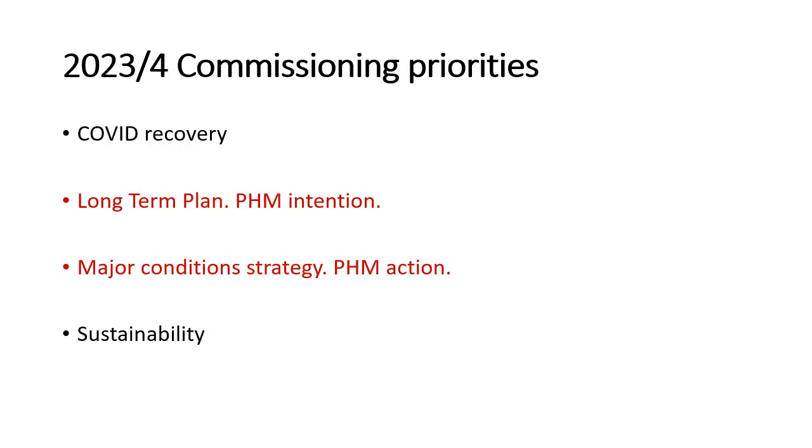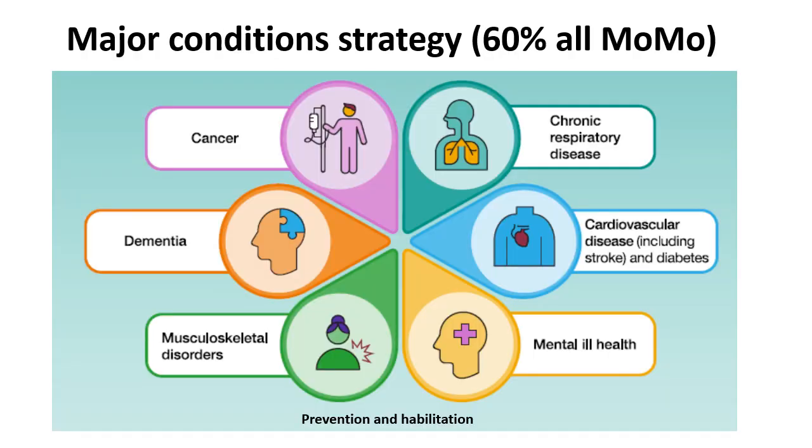The 23-24 commissioning priorities are obviously COVID recovery, particularly waiting lists, implementation of the NHS long-term plan, the major conditions strategy, which includes much of population health management in action, and finally, NHS sustainability. The major conditions strategy might be a way for paediatricians to engage with ICSs and introduce child public health. It is estimated that 60% of all adult morbidity and mortality is related to these 6 conditions: chronic respiratory illness, cardiovascular disease, mental ill health, musculoskeletal disorders, dementia and cancer.